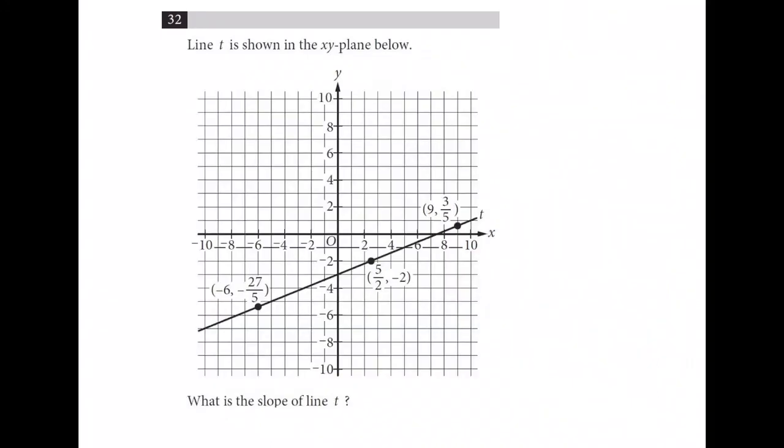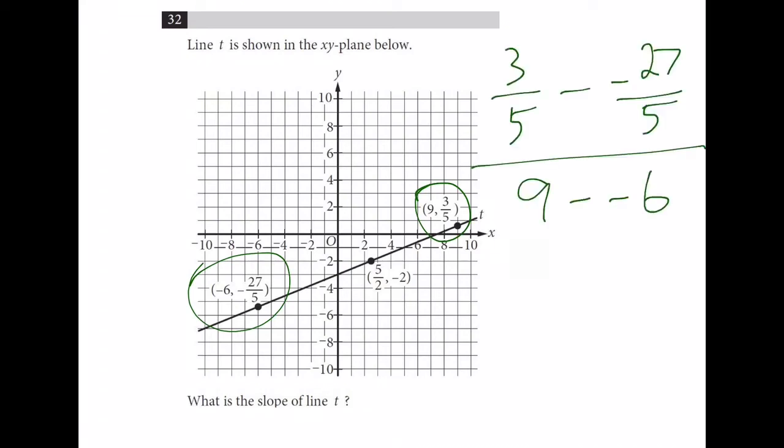Number 32. Line T is shown in the xy plane below. What is the slope of line T? So we can choose any two coordinates we want. I might choose these two because the y-coordinates both have fifths. And it becomes 3/5 minus a negative 27/5 divided by 9 minus a negative 6.